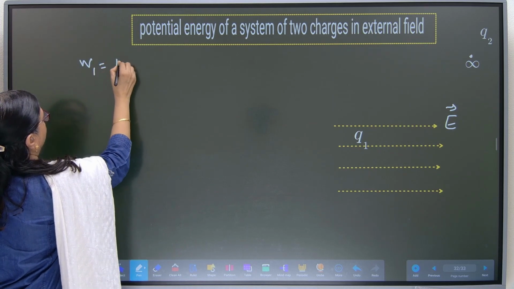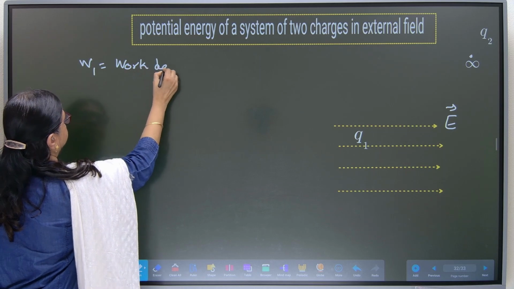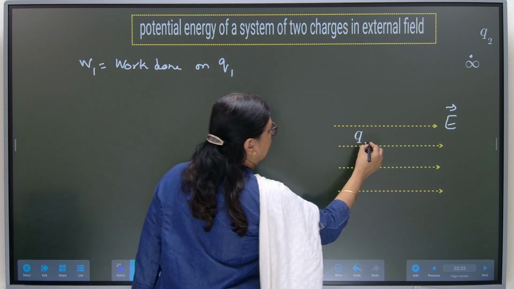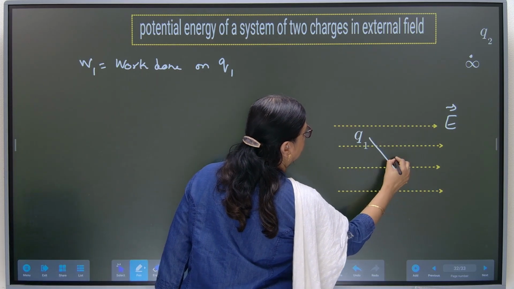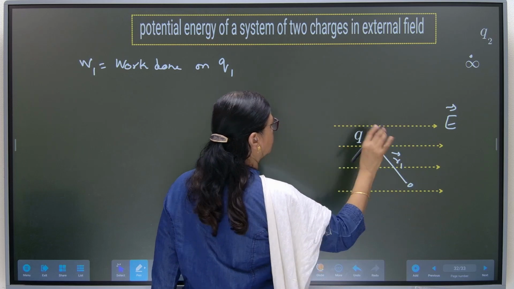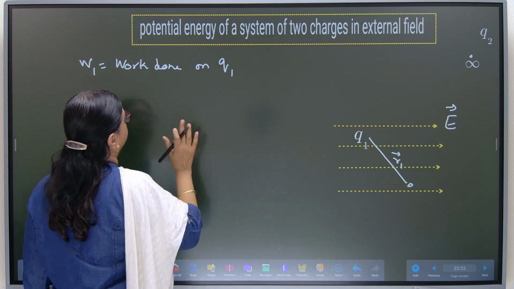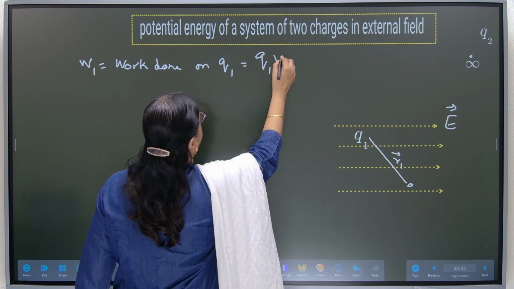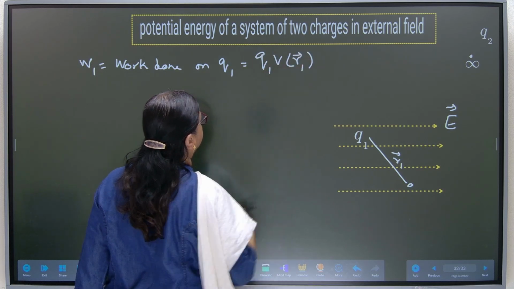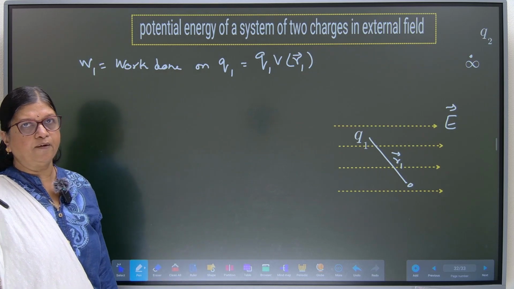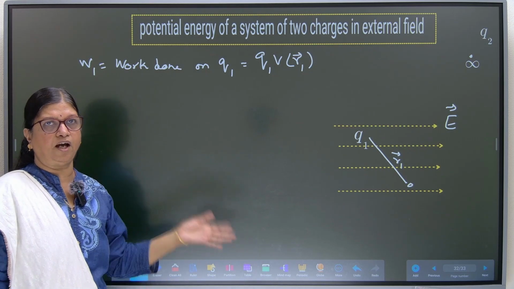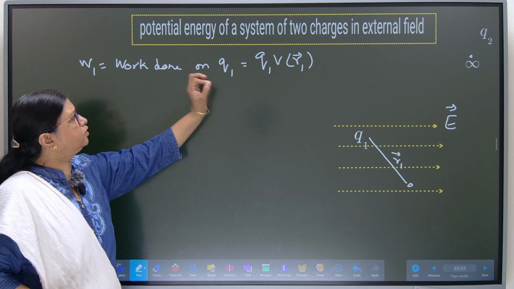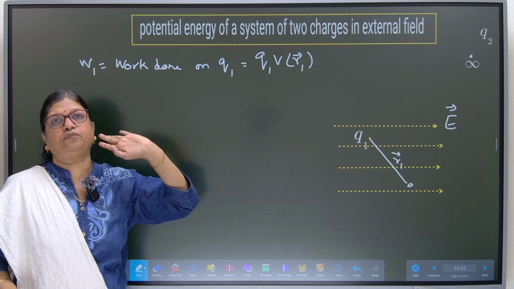W1 is equal to work done on Q1, which is at a position vector R1 from some origin O after coming here, equal to Q1 V(R1). V changes with the distance, or the position vector R1. So W1 is the work done on Q1 in bringing the charge Q1 from infinity to the external field.